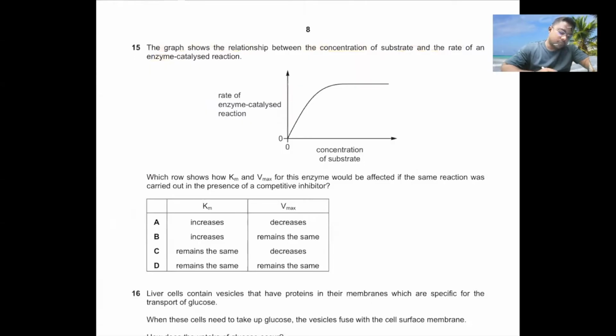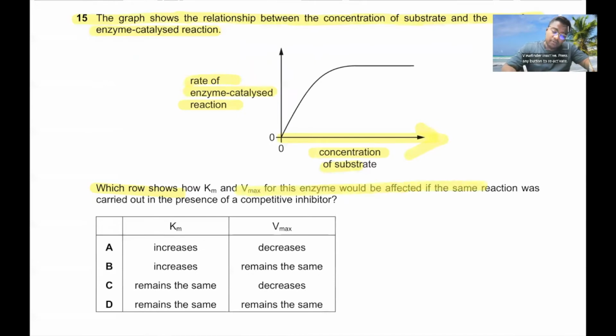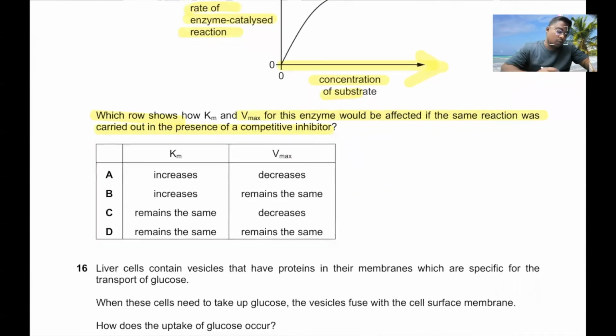15. The graph shows the relationship between the concentration of substrate and the rate of enzyme catalyzed reaction. Concentration of substrate is increasing in this direction. Which row shows how Km and Vmax for the enzyme would be affected if the same reaction was carried out in the presence of a competitive inhibitor? We know that in the presence of a competitive inhibitor, there is a competition. As a result, the Km value is increased. However, the Vmax remains the same. So B should be the correct answer.